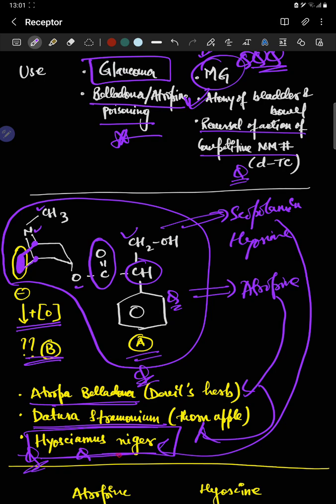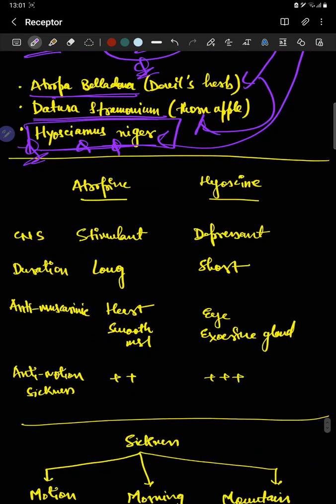This is Hyoscyamus niger. So there are 3 plant derivatives I have shown, and the examiner always asks at least: name 2 plant-derived drugs. Okay, the drugs which are derived from the plant. There are other drugs, chloroquine and quinine and all, you just remember at least 5 of the plant derived products.